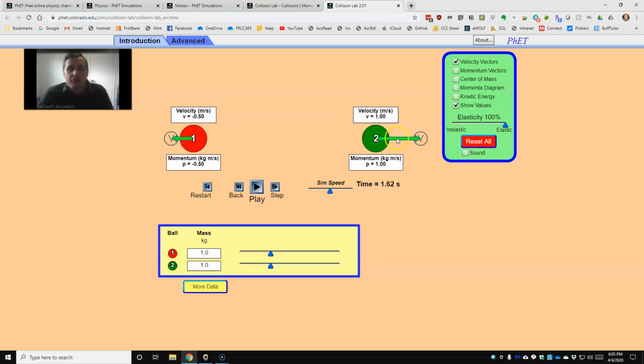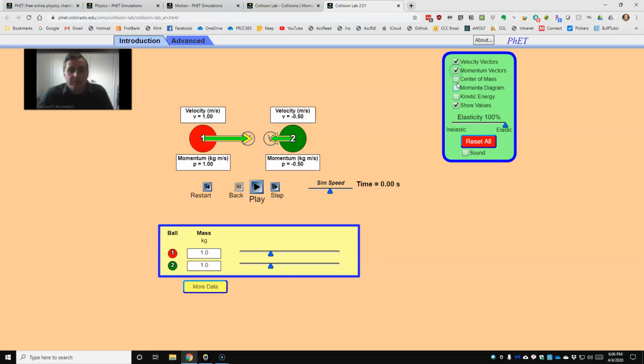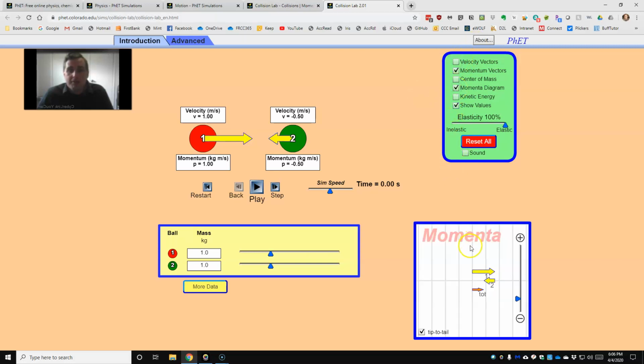And notice that they're going to change direction from what they originally were. Okay? Let's restart this. Let's show the momentum vectors instead, and take off the velocity vectors. And let's show the momentum diagram.